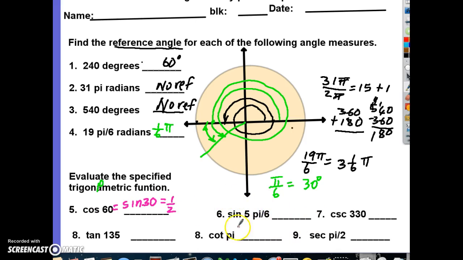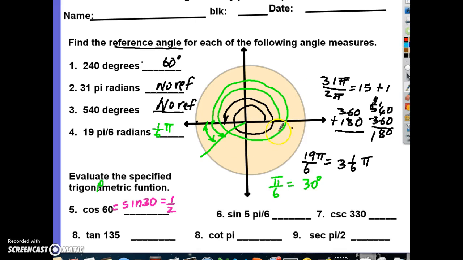How about number 6? Sine 5 pi over 6. Well, when you see over 6, just like we saw here, pi over 6 is 30 degrees. 5 pi over 6 has to do with 30 degrees. Okay? So let's take a look at what that would be. Pi over 6. Let me see if I can maybe use another color.